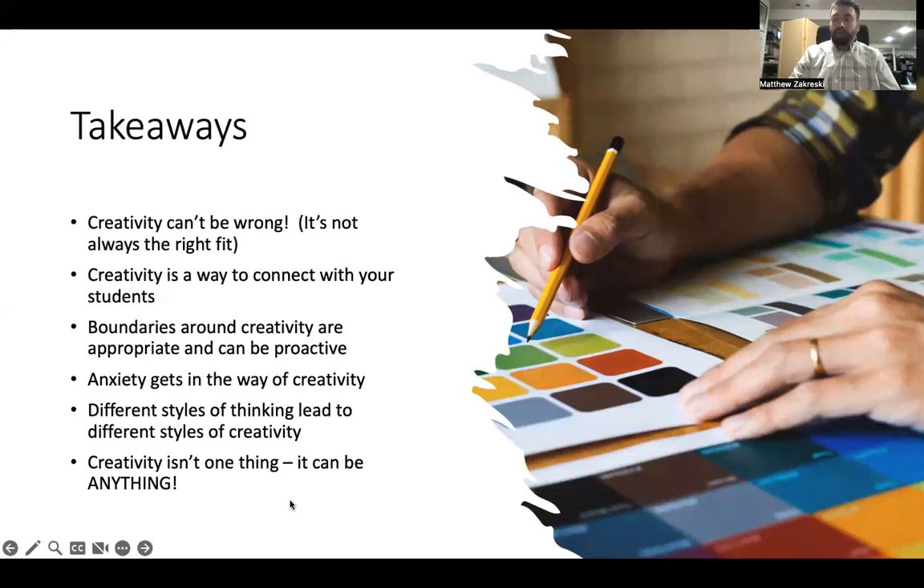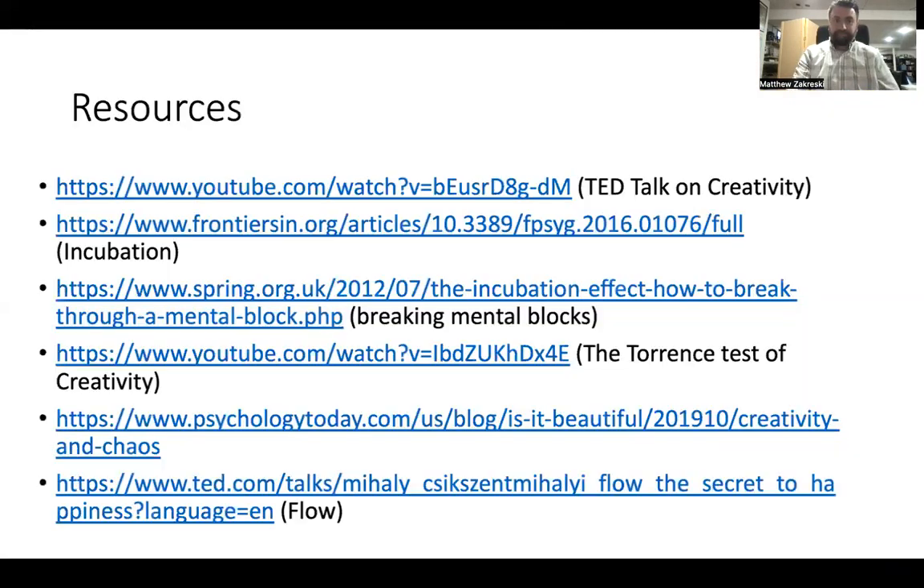So here are our takeaways. Creativity can't be wrong. It's not always the right fit for what we're trying to do. Creativity is a great way to connect with your students, create that classroom environment. Boundaries around creativity are appropriate and can be proactive. They'll protect all of you. Anxiety interferes with creativity. Different styles of thinking lead to different styles of creativity, and that's okay. That's something you're really going to have to emphasize for your students. And creativity isn't one thing. It can be anything.